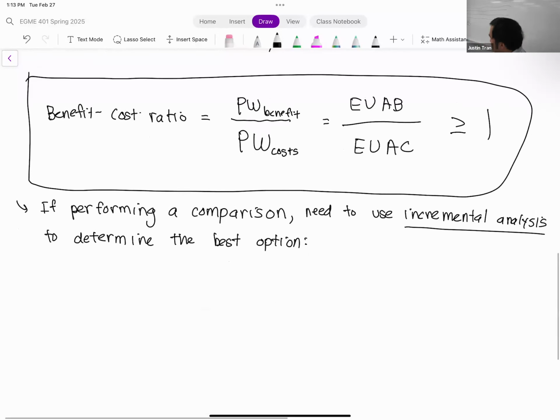And if you recall from using incremental analysis, you're going to take the higher cost option and subtract from that the lower cost option. And that's purely based on initial cost.